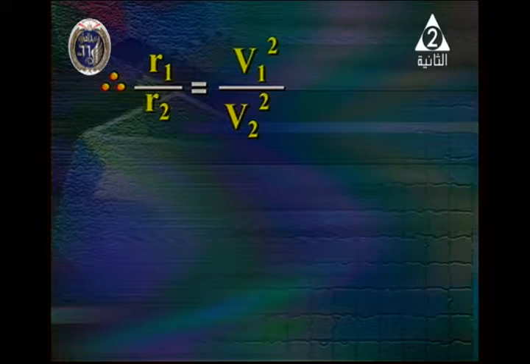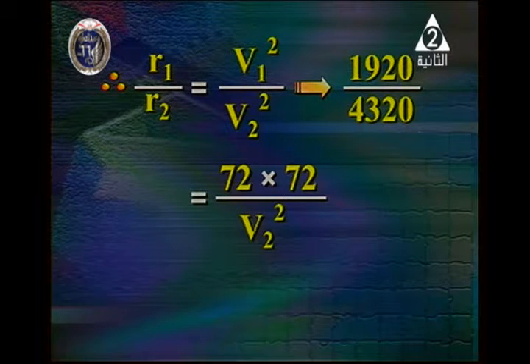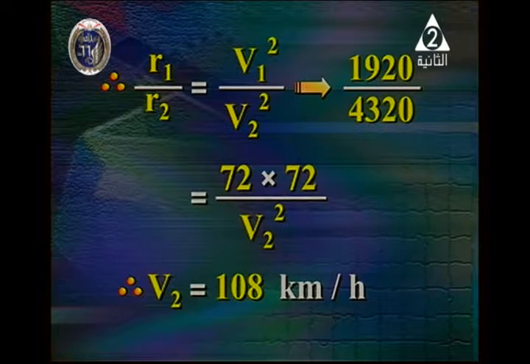R1 over R2 equals V1 square over V2 square. Why? Because there is proportionality between resistance and the velocity. By substitution, 1920 over 4320. Then by substitution we find the value of V2. By using cross multiplication we find the velocity of the train is 108.